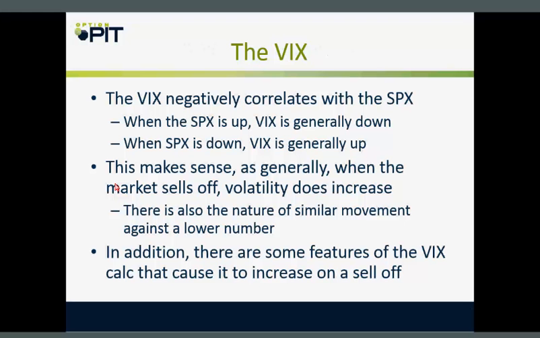The VIX negatively correlates with the SPX. When SPX is up, VIX is generally down. When SPX is down, VIX is generally up. All right? Makes sense, generally when the market sells off, vol does increase. There's also the nature of similar movement against a lower number. So VIX is trading basically opposite of a normal market.